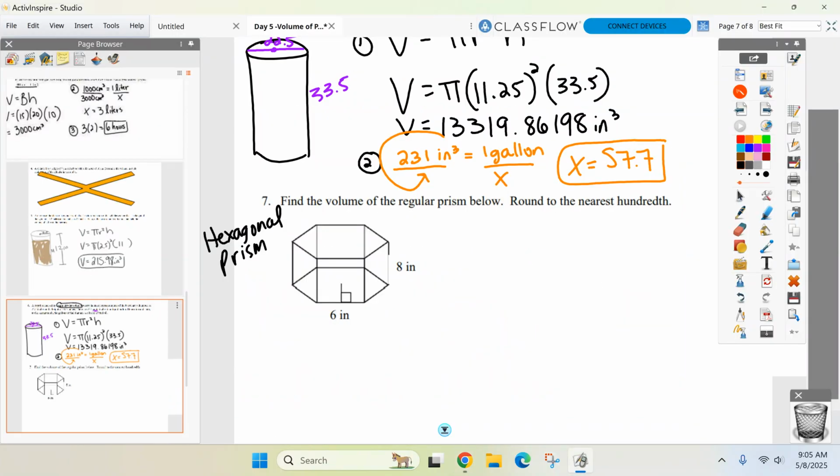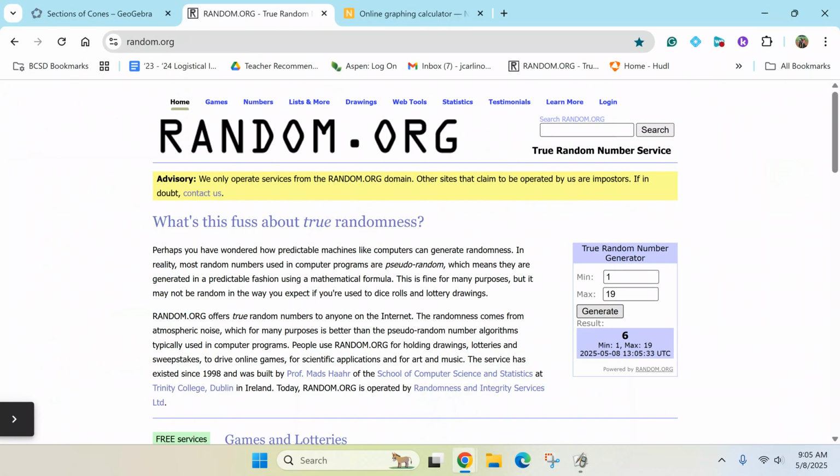Volume formula? Volume equals area of the base times height. All right, we're ready. Can we take care of H first? What's the height of this prism? It's the edge that connects the two bases there. What's the height, Hayden?